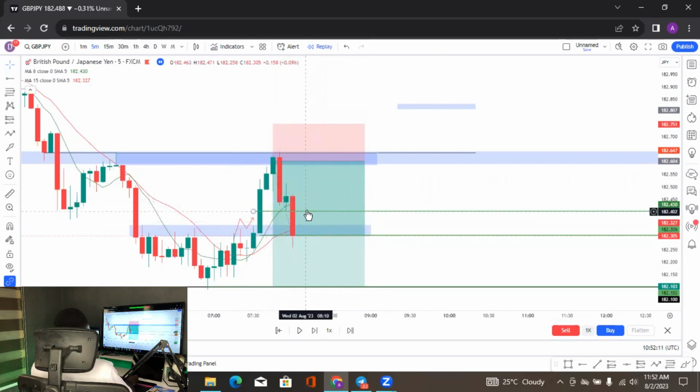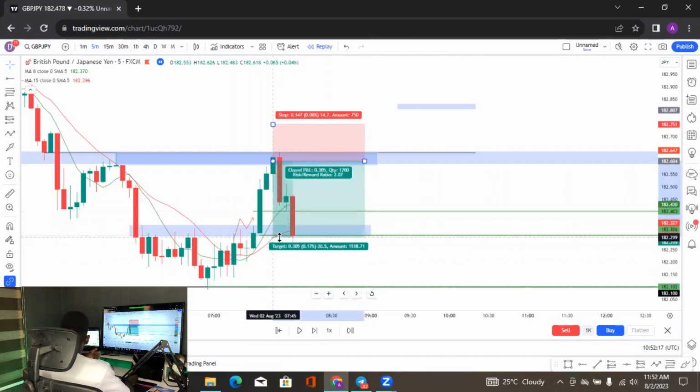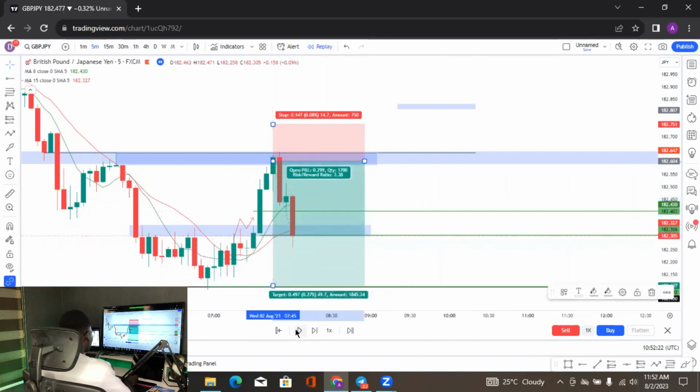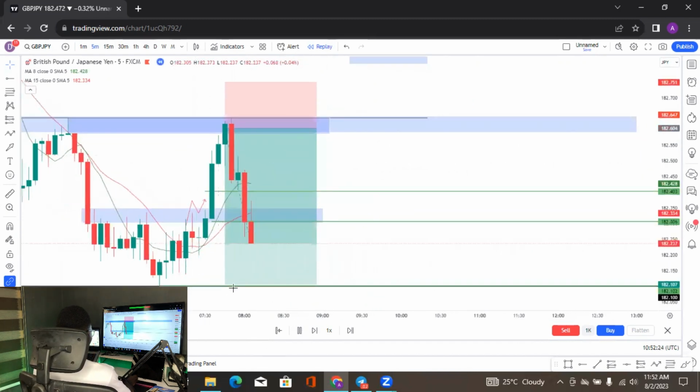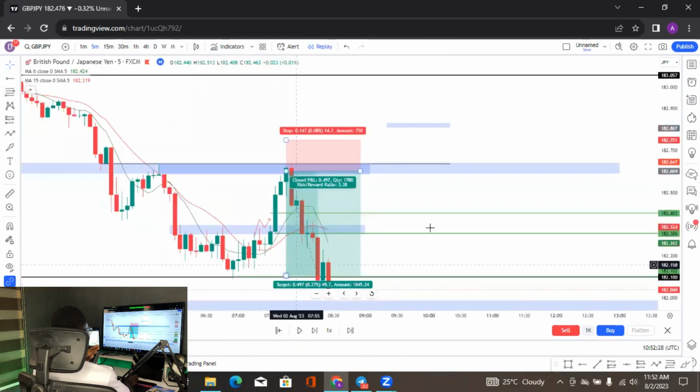So price initially took our first TP for 20 plus pips, of course, took partials, and then our second TP for 30 plus pips, and price still went on and on to take our third TP, which was right here, 50 plus pips. So this trade was a perfect supply and demand trade, guys. So this is initially what I want to show you guys.